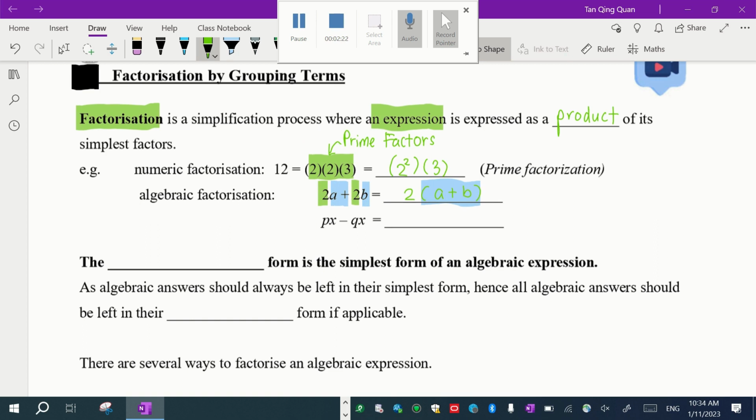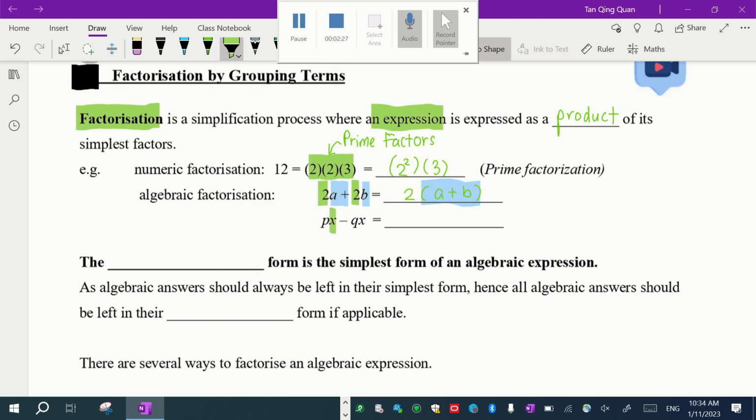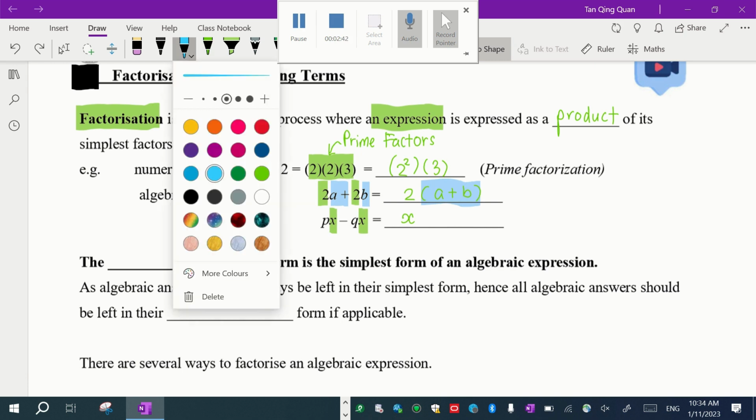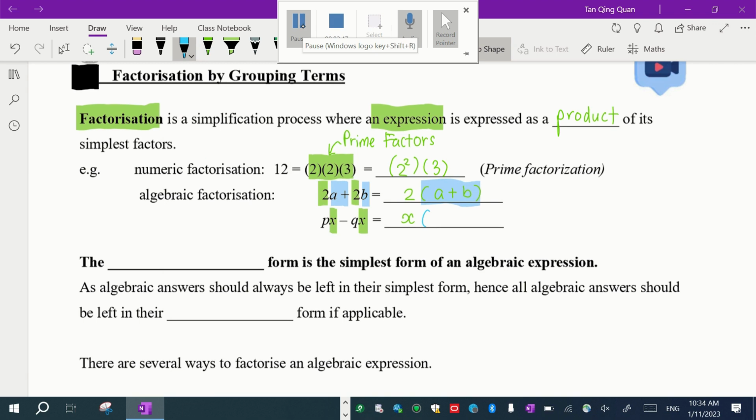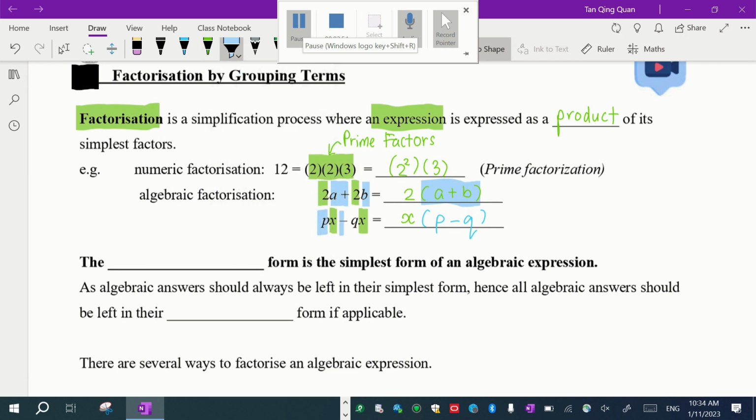So using that same idea, I can see that x is the common factor here, and I'm going to write x out. X. And I'm left with p minus q. Where is the p minus q? It's here. So all these are factorization.